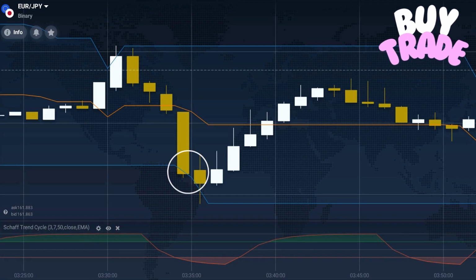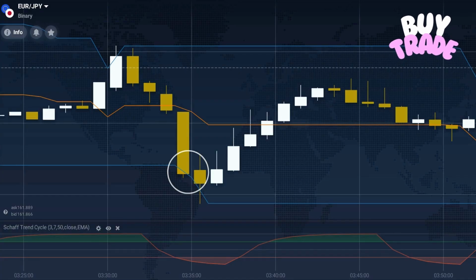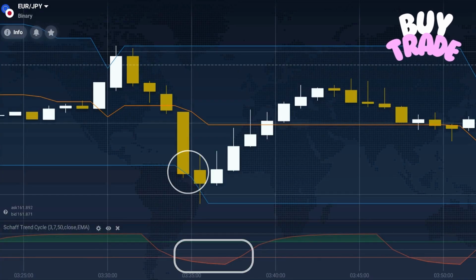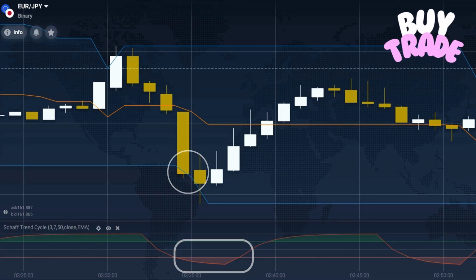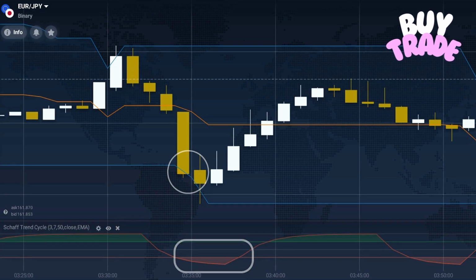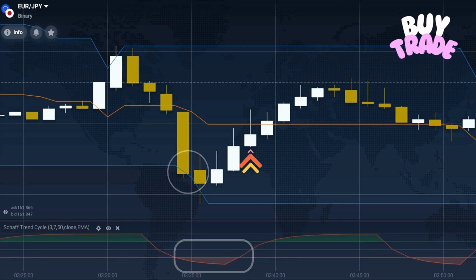Buy trade. When the price touches the lower line of the Donchian Channels and the Schaff Trend Cycle line drops below the 25 level and then crosses it again in an upward direction, you should immediately take a buy trade.